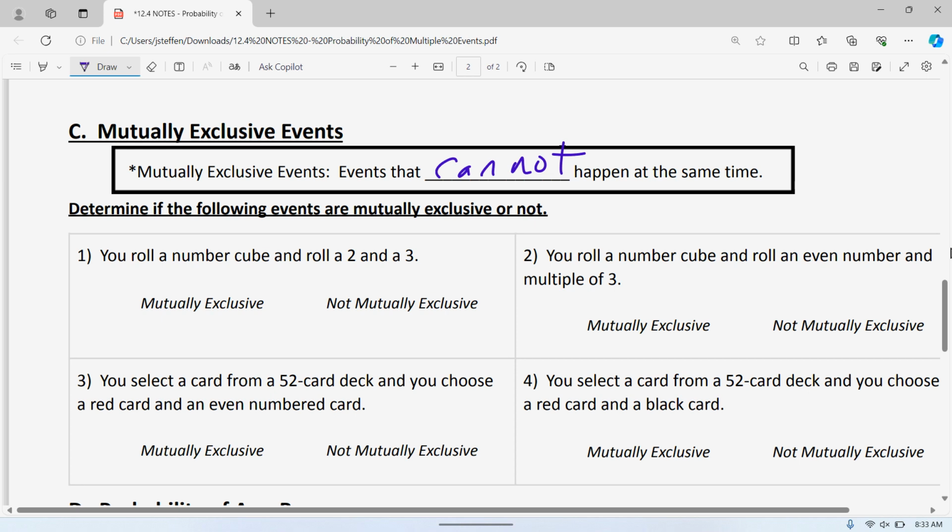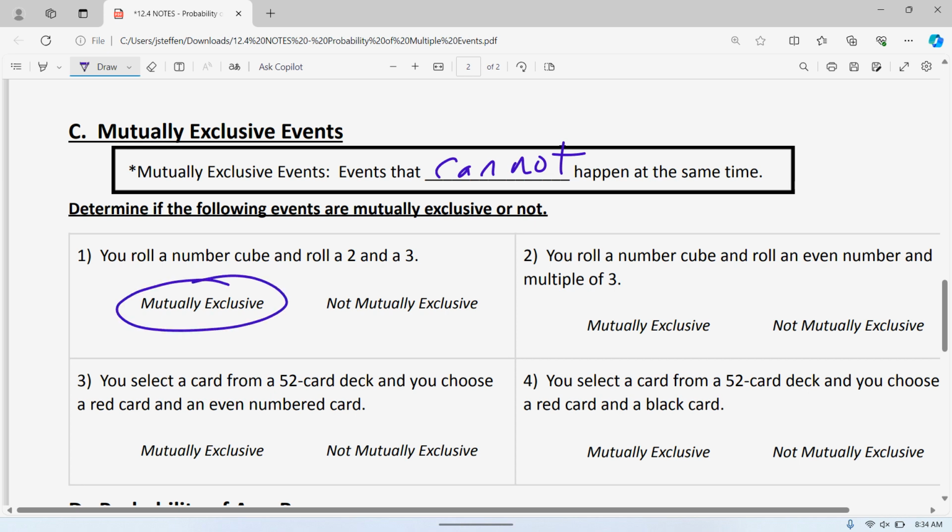So let's do some examples of this. You roll a number cube and you roll a 2 and a 3. Well, you can't have both. A 2 is a 2, a 3 is a 3. They're not the same at all. They don't overlap at all. So they exclude each other. Since they exclude each other, they are exclusive.